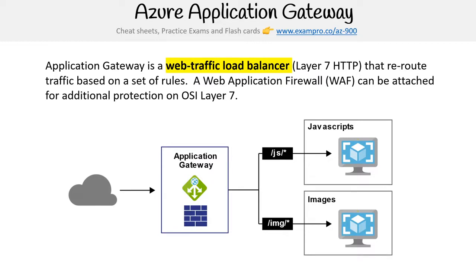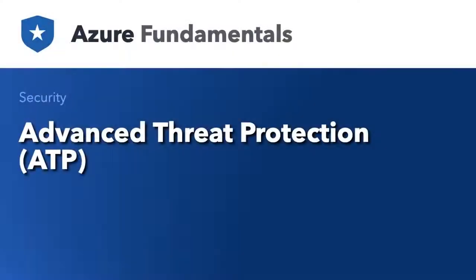So let's say you had a server that served up all your JavaScript assets and a server that served up all your images. You could make a rule that's saying when the path matches this, only send it to this server, and when the path matches that, only send it to that server. Okay, so there you go. That's Azure Application Gateway.